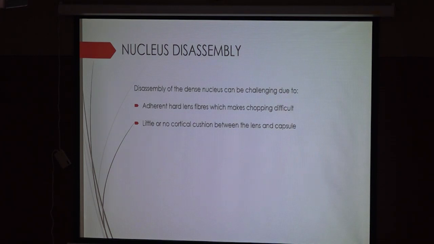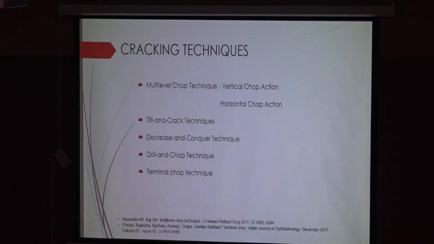Normally, otherwise, when you are dealing with soft cataract or other cataracts, you always have a cushion of cortical matter which saves the posterior capsule from phaco tip. But in these patients, you have to be a little more careful. So then these are all cracking techniques which can be used in managing nucleus in these patients.